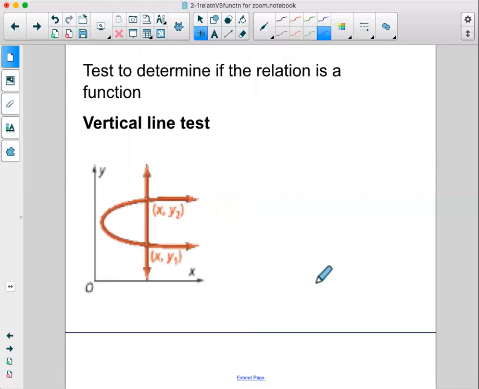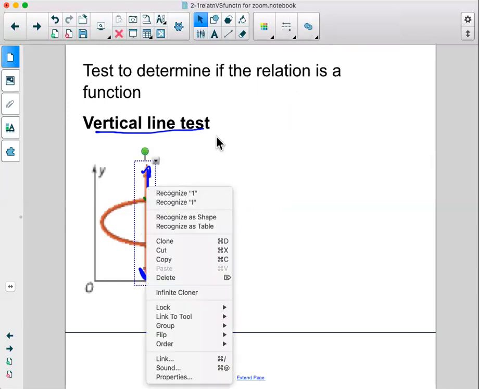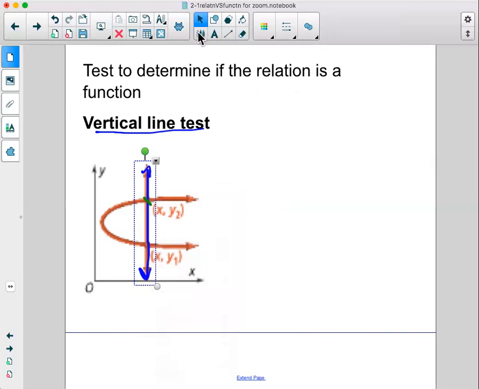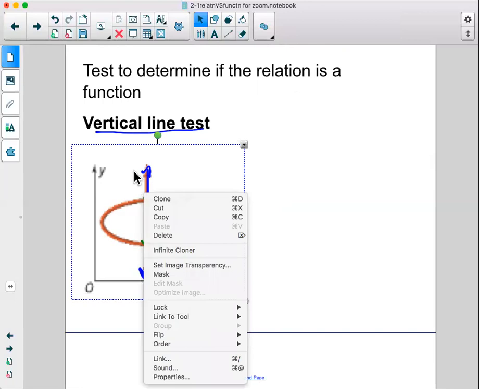Now, if you see the graph of the function, you can do what's called a vertical line test, where you draw an imaginary vertical line through the graph of the relation to see whether it's a function or not. If the vertical line hits the graph of your relation in more than one place, and here it hits there, it hits there, and it also hits there. It hits in more than one place.